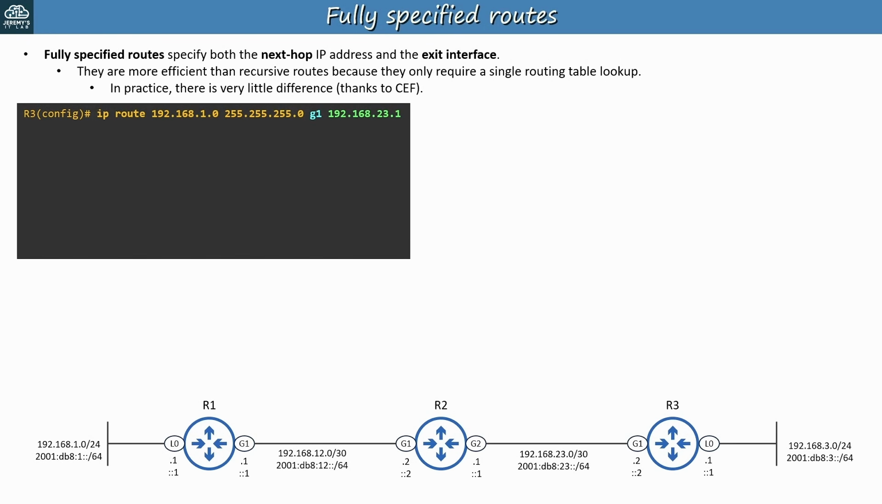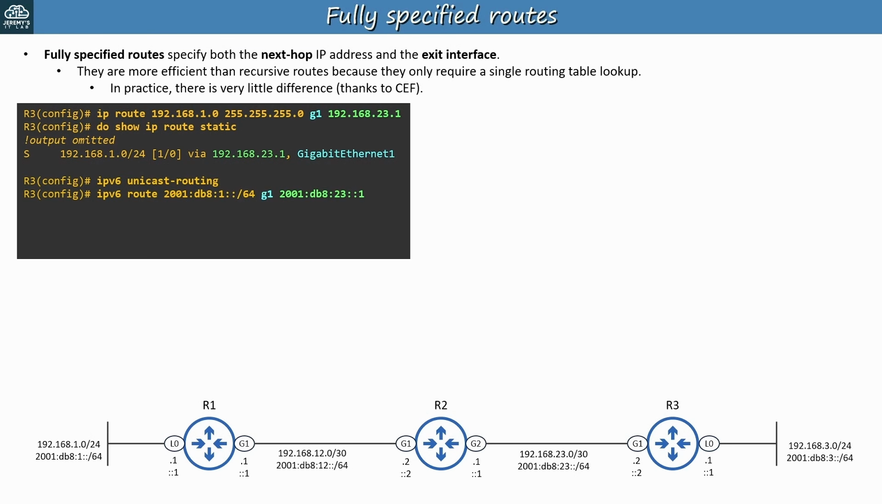Now let's configure some fully specified routes on R3. First, an IPv4 route to R1's loopback 0 network. I specify both the exit interface, G1, and the next hop IP, 192.168.23.1, which is R2 G2's IP. And here's the route in the routing table. So, now we should have IPv4 reachability between R1 and R3's loopback interfaces. But before we test, here's the equivalent IPv6 route to R1's loopback 0. And here it is in the routing table.